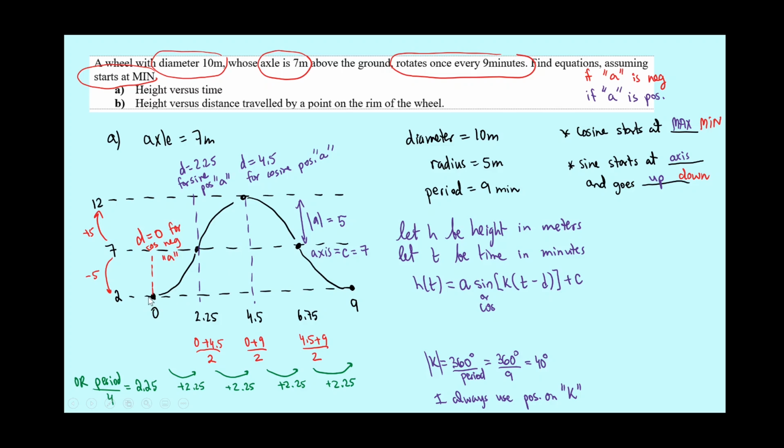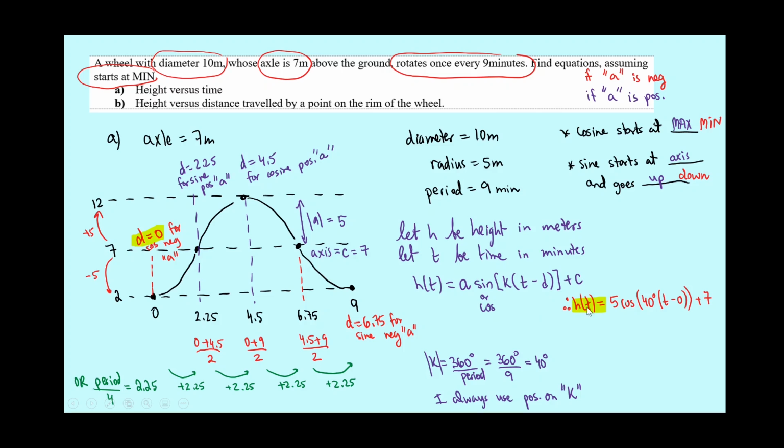So I could use d is 0 if I use cosine with a negative a, because this is where cosine begins at the minimum. So you pick the minimum value. And notice again, I'm using 0, not 2. Or I could also use this number, d equals 6.75, if I use sine with a negative value on the a, because this is where it begins at the axis, but then here it's going downwards, not upwards.